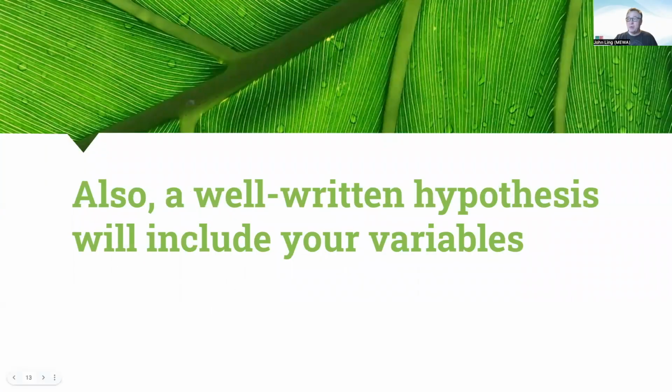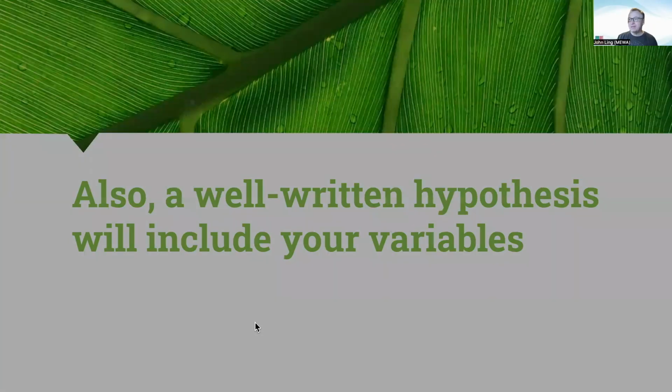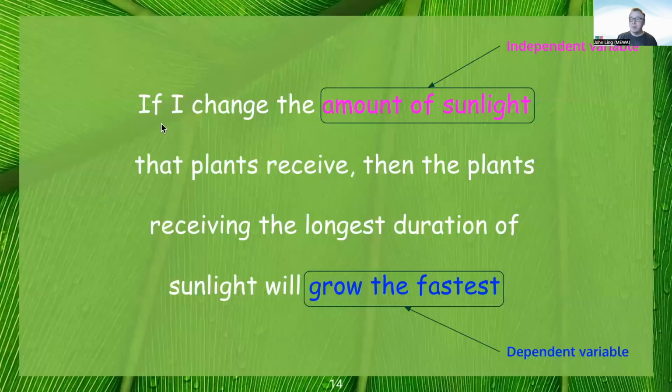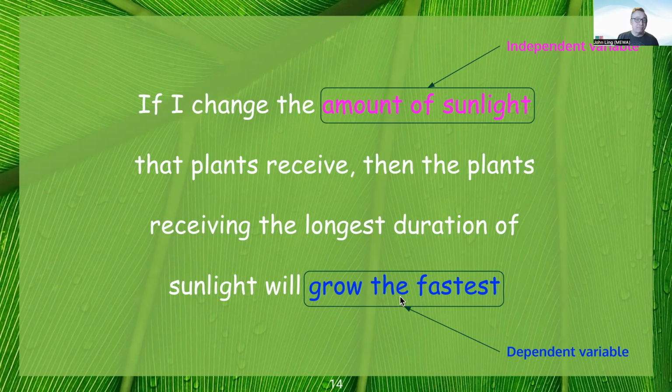Also, if you have a well-written hypothesis, it will automatically include your variables. So let's take a look at our hypothesis again. If I change the amount of sunlight that the plants receive, then the plants receiving the longest duration of sunlight will grow the fastest. There's our independent variable right there, the amount of sunlight. And there's our dependent variable, the growth rate. So there you have it.